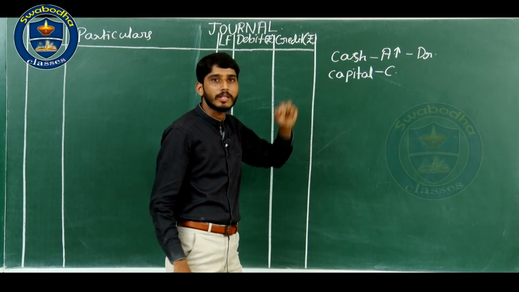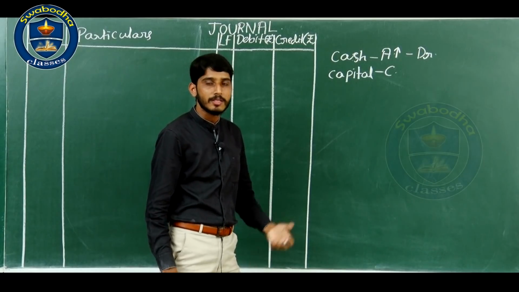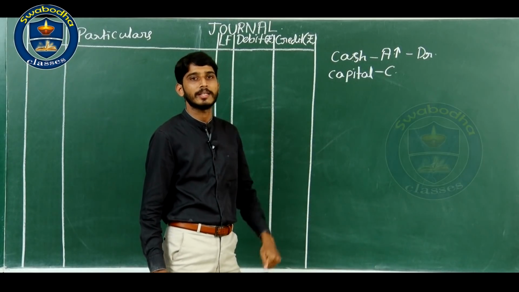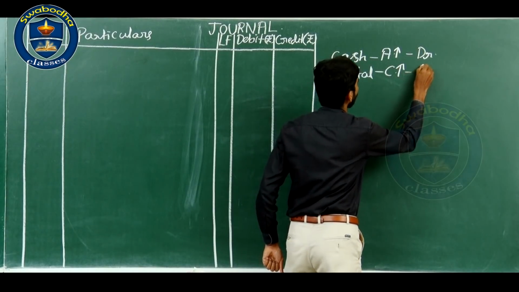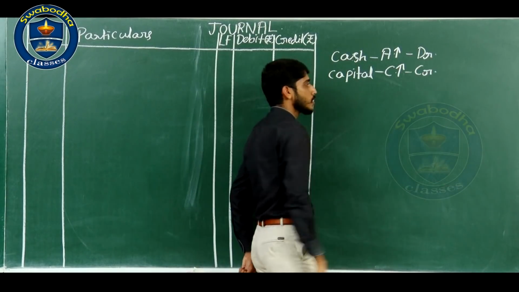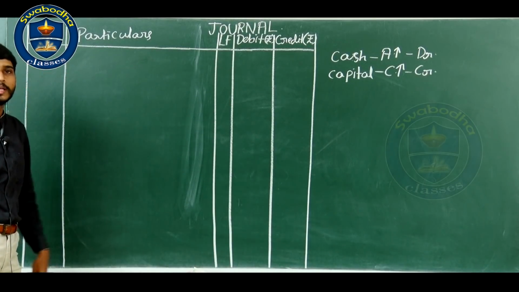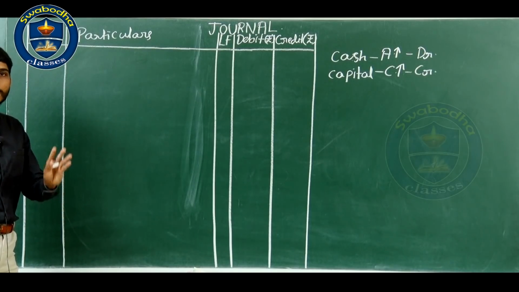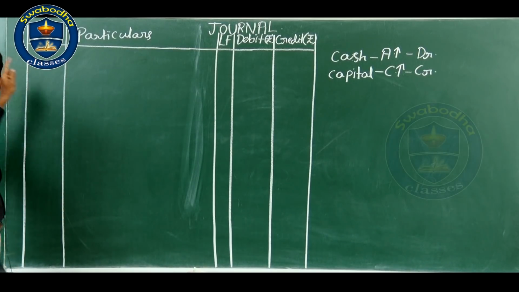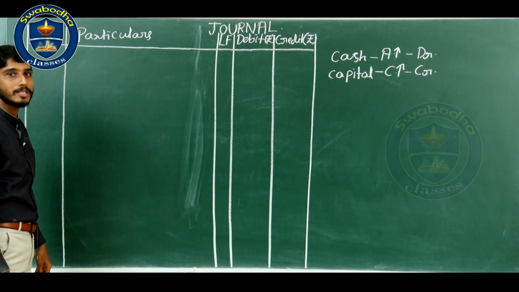Next is the capital. When you are investing capital into your business, the capital value also increases. Increase in the capital has to be credited. So, the journal entry will be cash account debited to capital account. Now, in this problem, the date is not mentioned. That means, in the date column, we will be recording the transaction number.